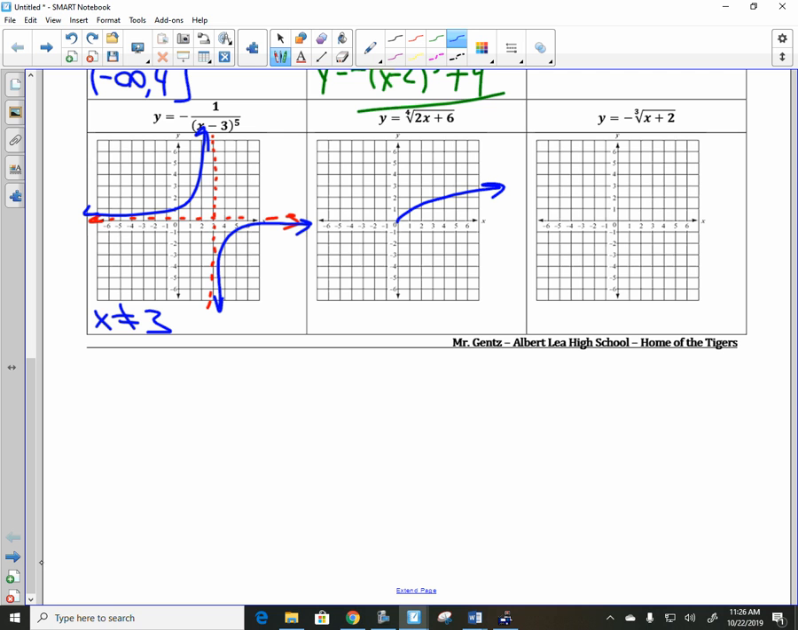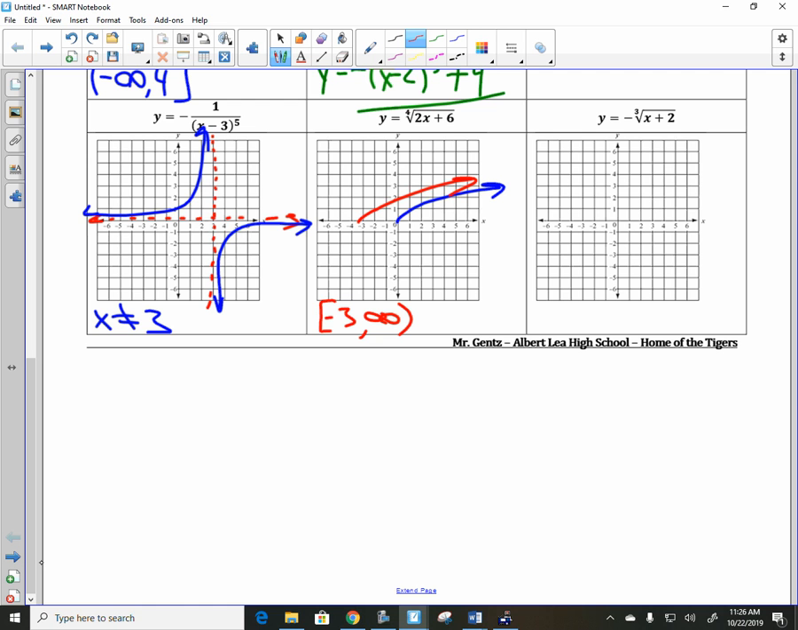What would you plug in to make 0? Negative 3. So it moves it 3 to the left. So when you're wondering about a horizontal shift, just think, what would you plug in to make 0? Domain, negative 3 to infinity.